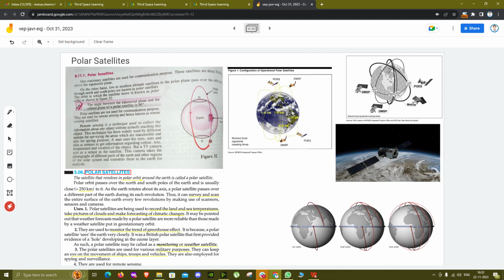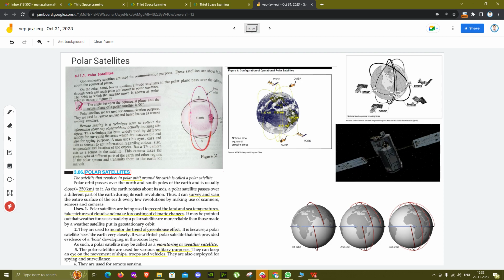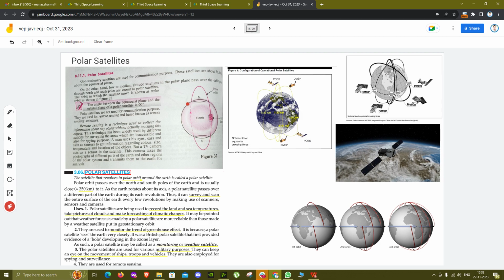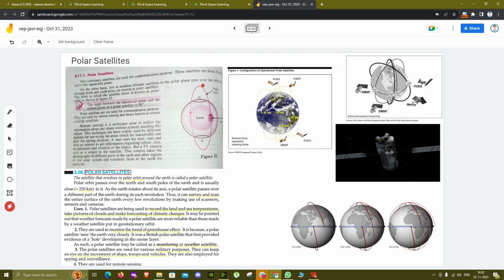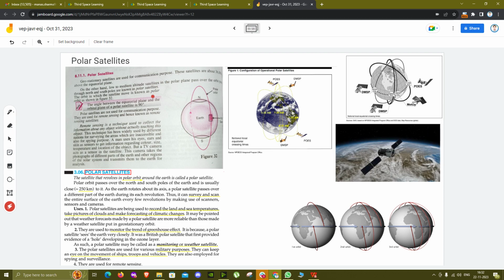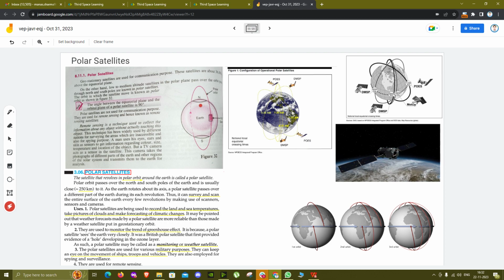These types of satellites are the polar satellites, because their orbit is around the poles, north and south. So they are also used for communication purposes, and they're about, I believe, 250 to 400 kilometers above the surface. And low to medium altitude satellites in polar plane pass over the north and south poles. These are the polar satellites.